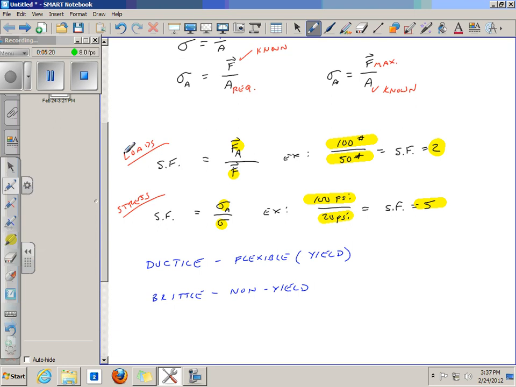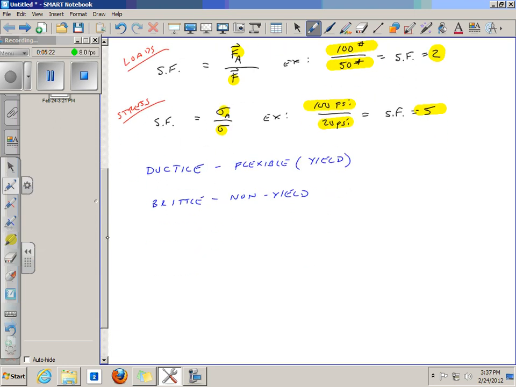Now you've got to keep in mind in the book it shows equation 10-10 and it says factor of safety is the ultimate divided by the actual. So here's the deal. You've got brittle material and ductile material. Ductile material is somewhat flexible. It'll yield, it'll stretch, it'll bend. Brittle materials, they won't yield. They're just going to fail. They're going to snap.